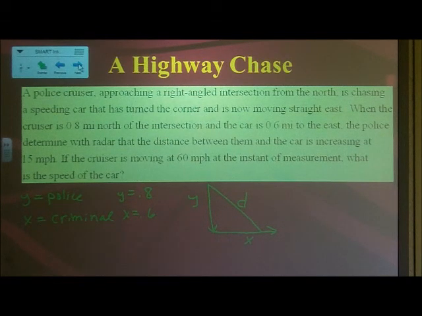What is the speed? Is everyone guaranteed one of these problems or no? No guarantee. Generally, I try to have something not so bad like this.